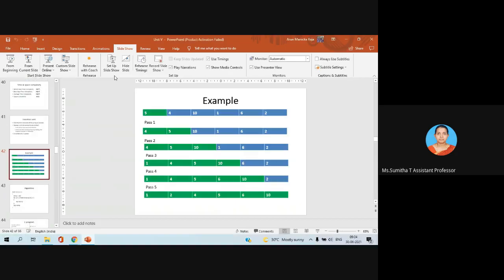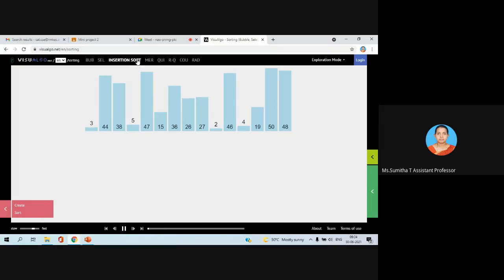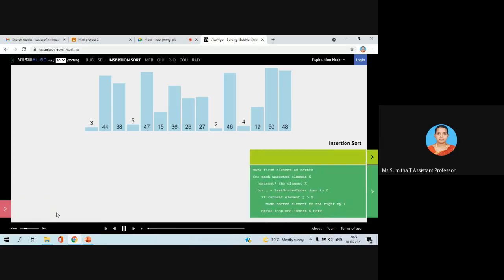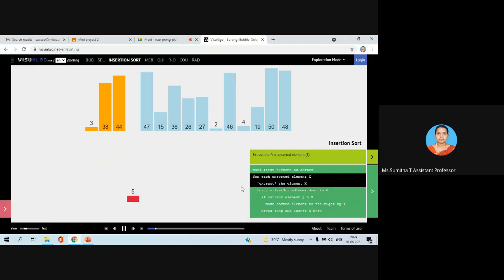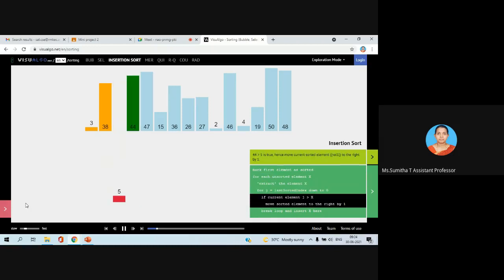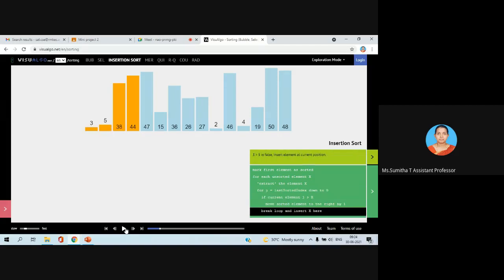We will come up with that visualization for insertion sort. See here how the process is happening. We pick the 44, compare with the 3, and arrange based on the order. Okay. Is it clear, everyone, how they are doing?